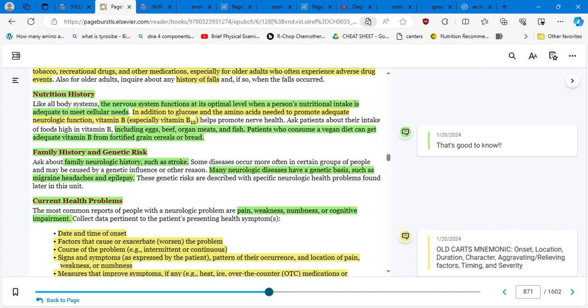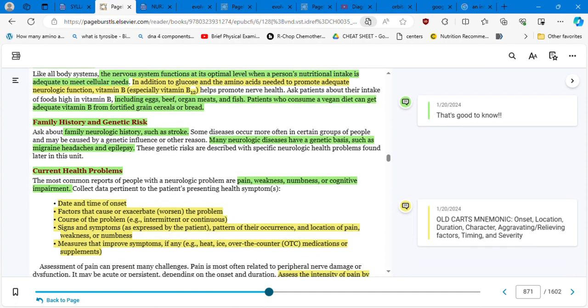Patients who consume a vegan diet can get adequate vitamin B from fortified grains, cereals, or bread. Talking about fish, make sure you get fish from places or water that do not have any radiation. Okay, that's very important. Family history and genetic tests, genetic risk. Family neurologic history such as stroke, always ask for that. Many neurologic diseases have a genetic basis such as migraine headaches and epilepsy. Believe it or not, these are hereditary and could be genetic in root, right?